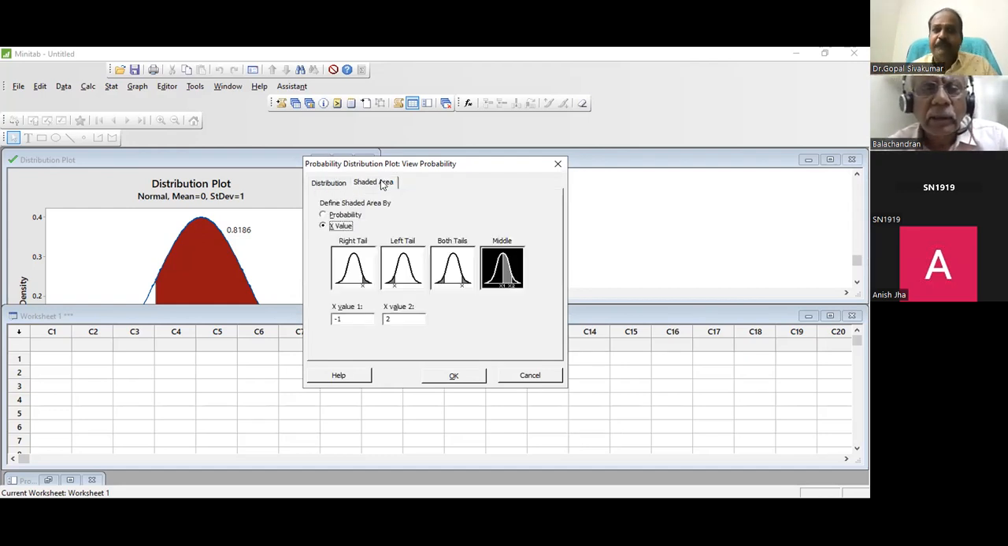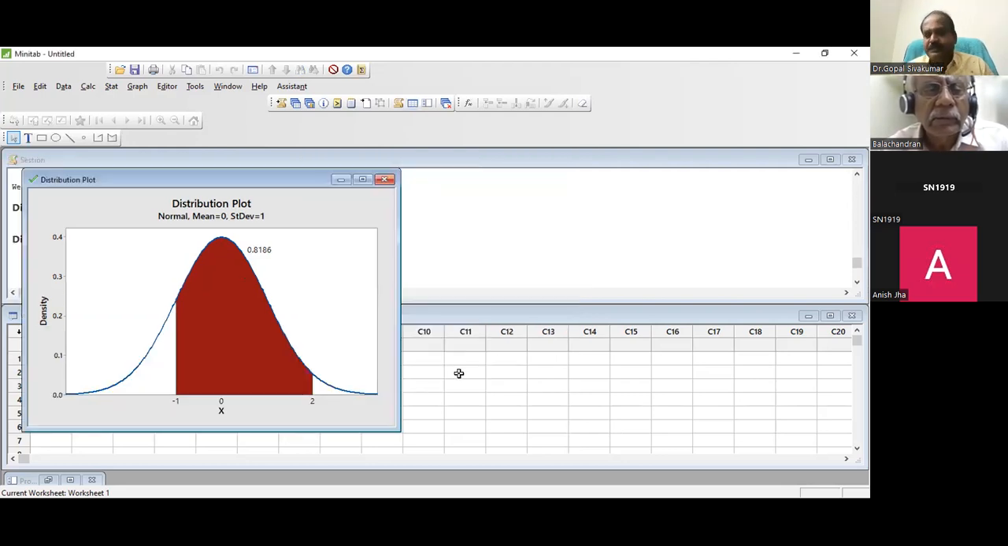Now I go to shaded area. Now, which one should I choose here? The middle one, or left side, or right side, or which one should I use? Middle one. Area within means the middle one. Yes. And what is your X1 value? -1. X2 value? 2. In this manner, you can get the area for anything. If I give 1.5, 2.5 also, without going through any confusion, Minitab will give the clarity, right? So in this case, -1 and +2. I have given -1 and +2. I am giving OK. Now that has given me the answer.